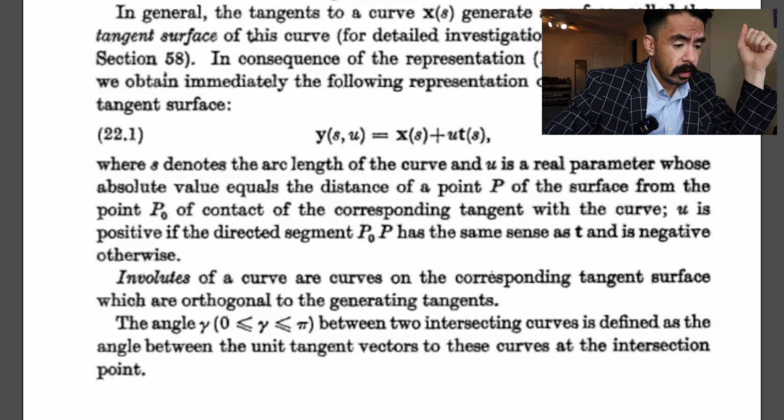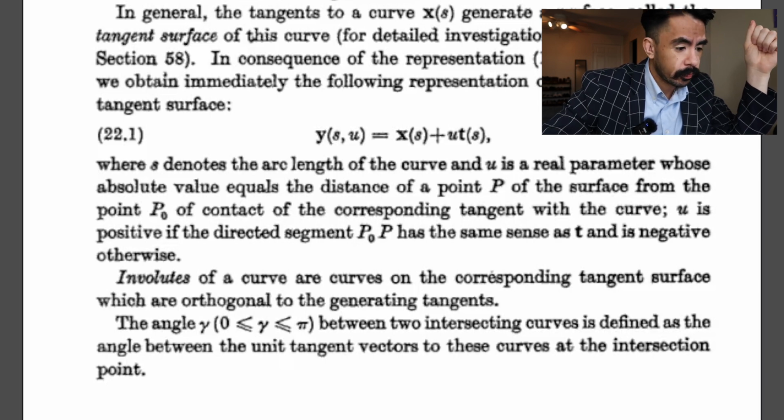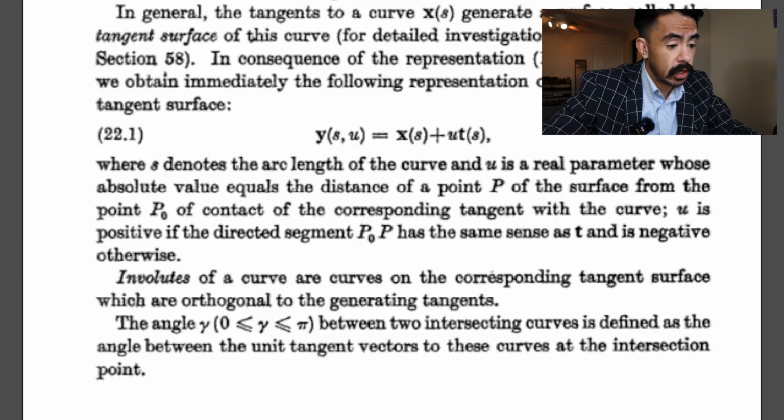The angle gamma, which is greater than or equal to 0 and less than or equal to pi, between two intersecting curves is defined as the angle between the unit tangent vectors to these curves at the intersection point.